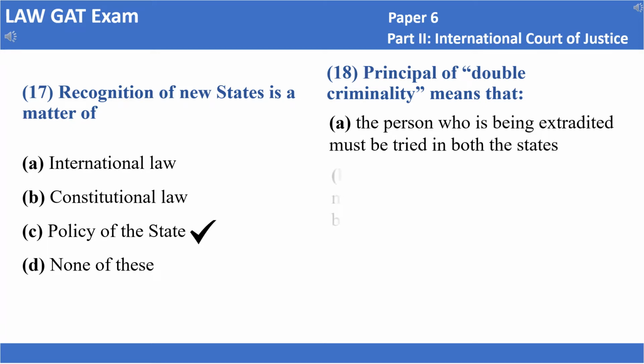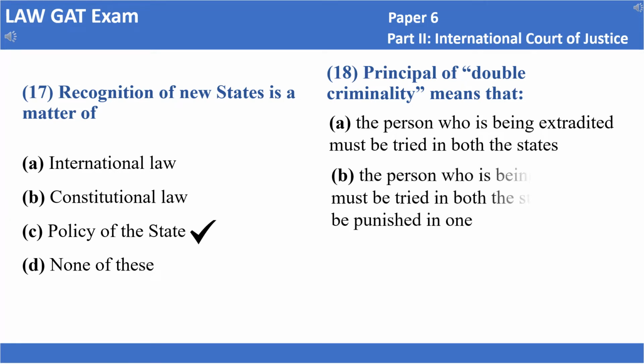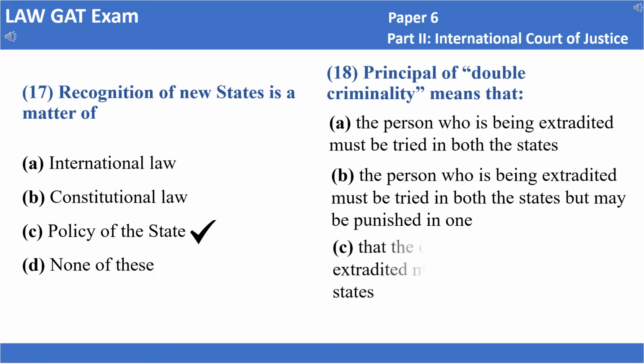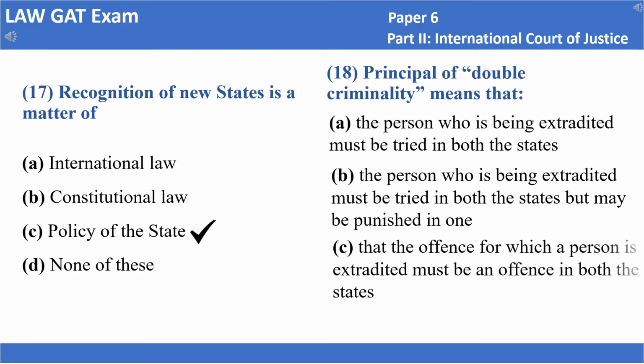Option B, the person who is being extradited must be tried in both the states but may be punished in one. Or is it option C, that the offense for which a person is extradited must be an offense in both the states? Or is it option D, none of these? The correct answer is option C, that the offense for which a person is extradited must be an offense in both the states.